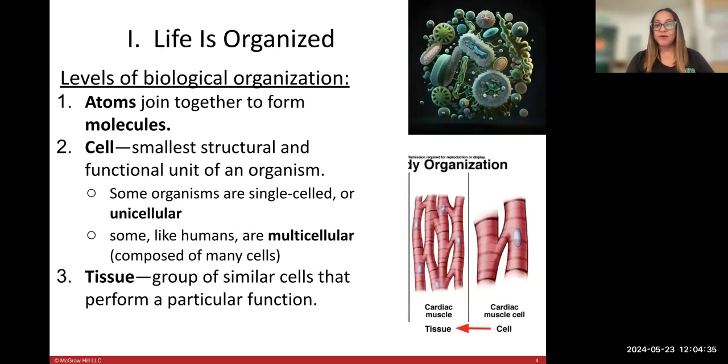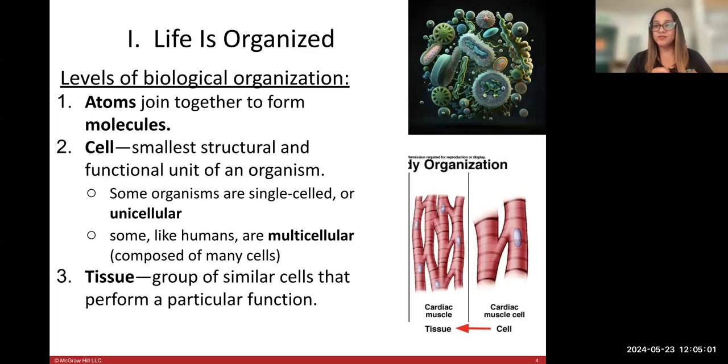So there are levels of biological organization. The atom is the very, very smallest level. Atoms join together to form molecules. Molecules join together to form cells. And the cell is the most basic unit of the actual living thing. So anything smaller than a cell is mostly considered the chemical compounds that make up our cells.